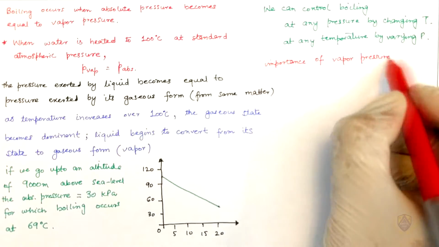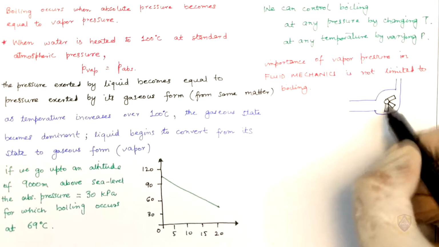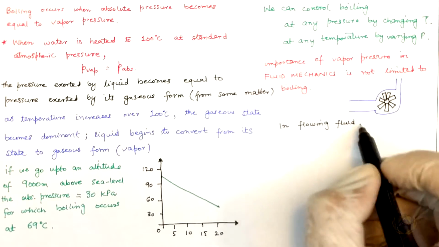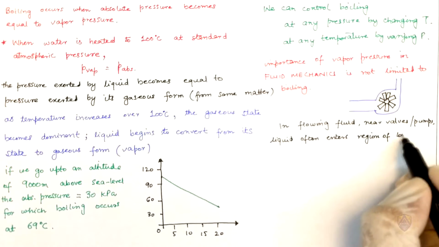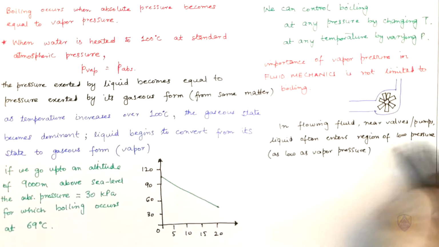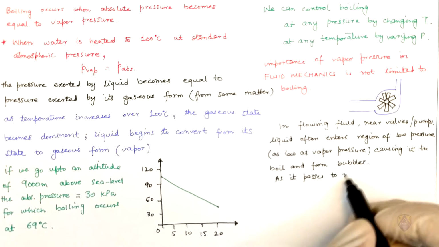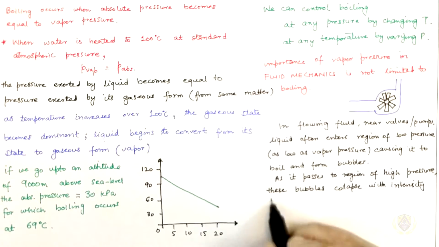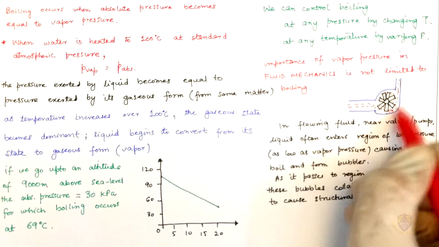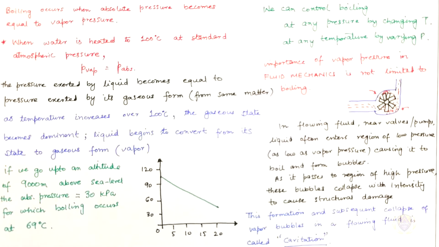Importance of vapor pressure in fluid mechanics is not limited to boiling. In flowing fluid, near valves or pumps, liquid often enters a region of low pressure, as low as vapor pressure, causing it to boil and form bubbles. As it passes to a region of high pressure, these bubbles collapse with intensity to cause structural damage. This formation and subsequent collapse of vapor bubbles in a flowing fluid is called cavitation.